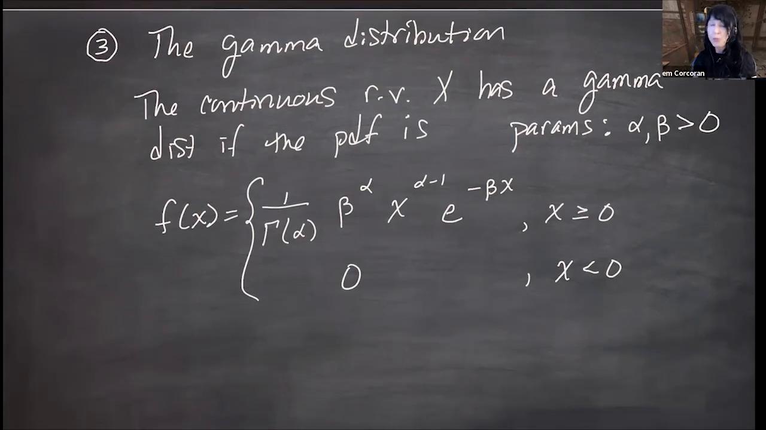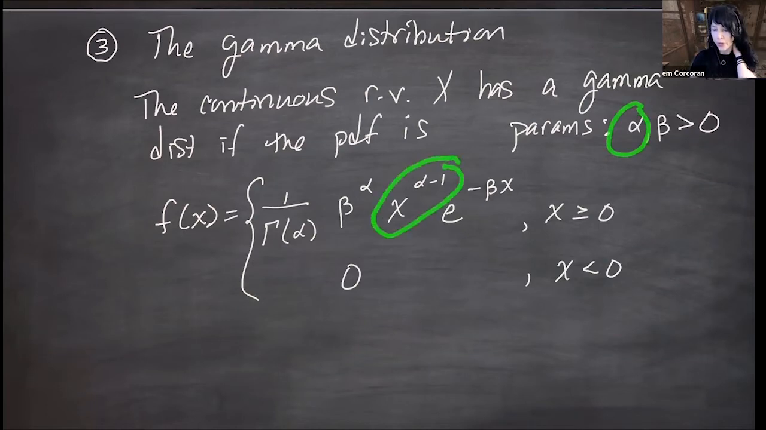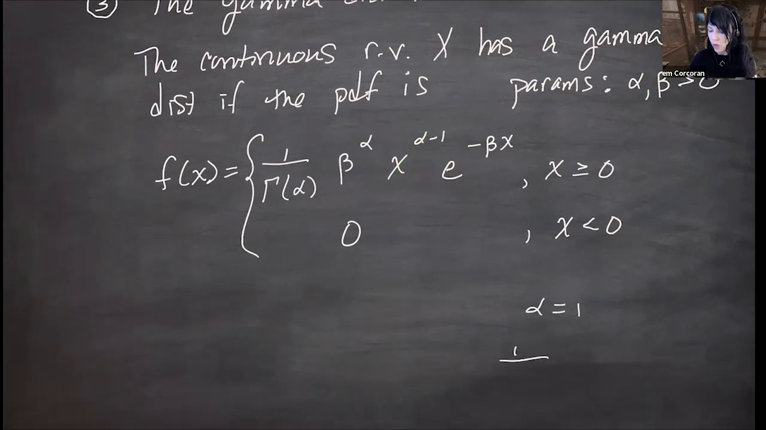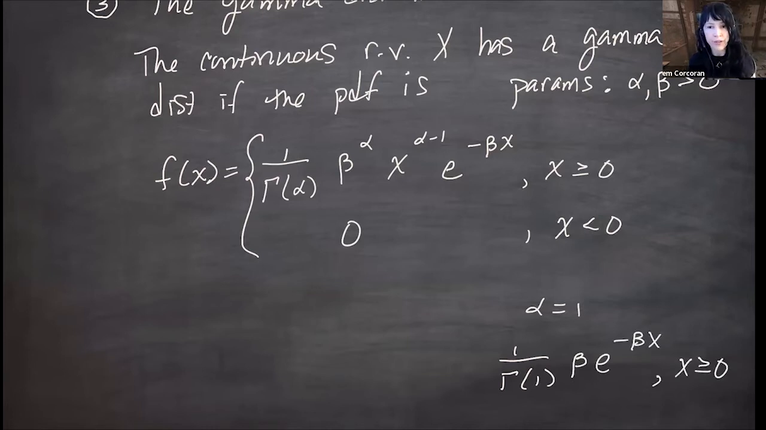And it is related in many ways to the exponential distribution. One thing I can easily see is that in the case where alpha is 1, I'm going to get x to the 0, so that's going to disappear, and I'm going to get beta to the 1. So essentially, when alpha is 1, I'm going to get 1 over gamma of 1, beta e to the minus beta x. And this is going to hold for x greater than or equal to 0.